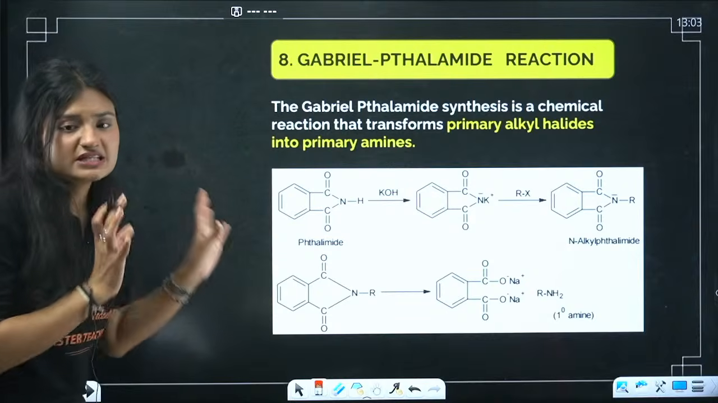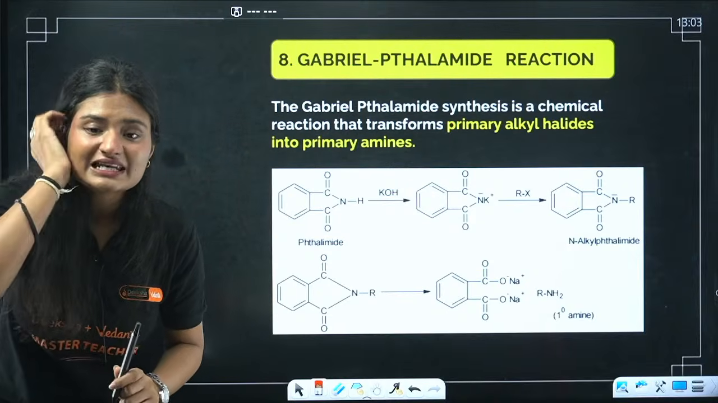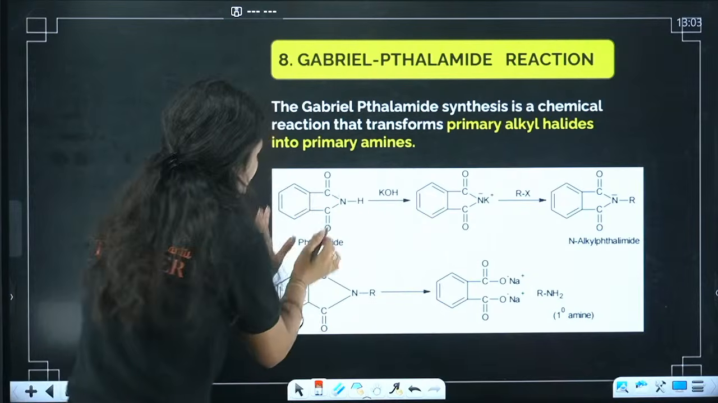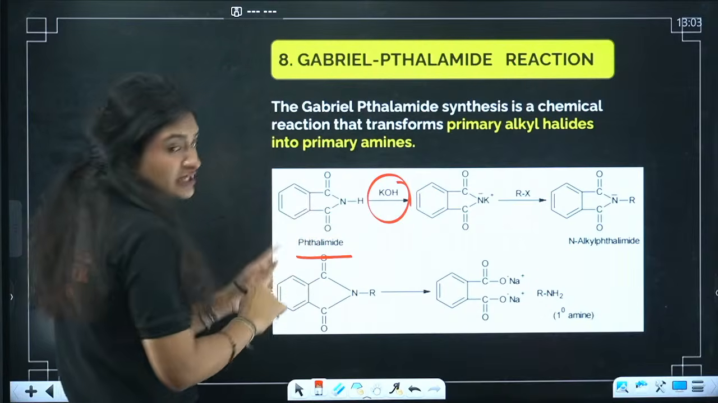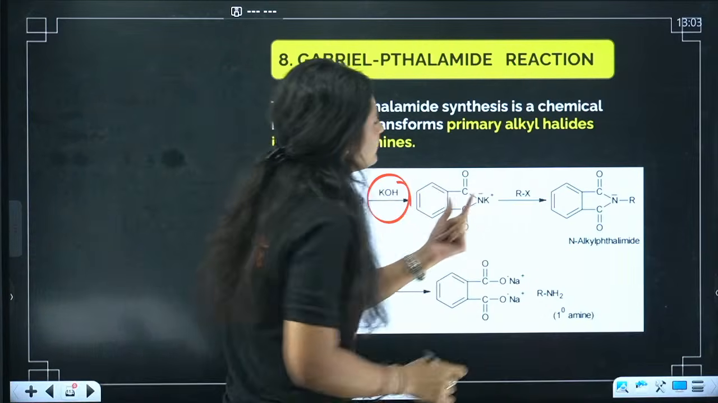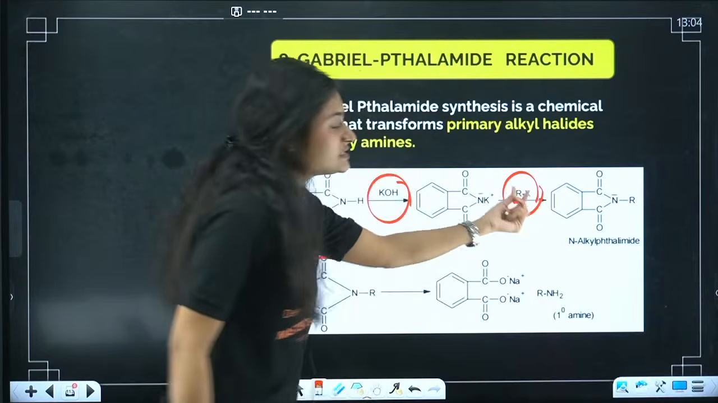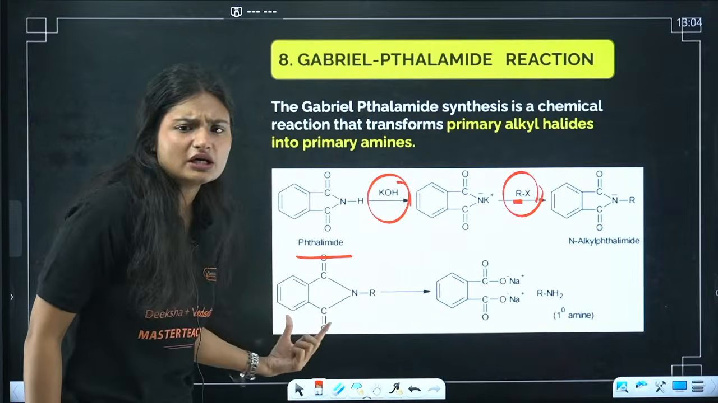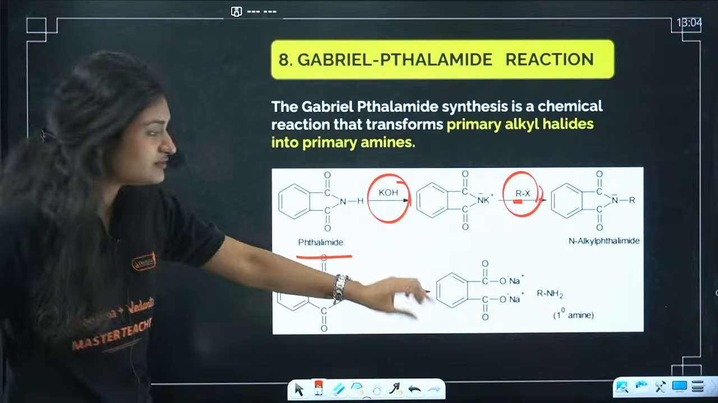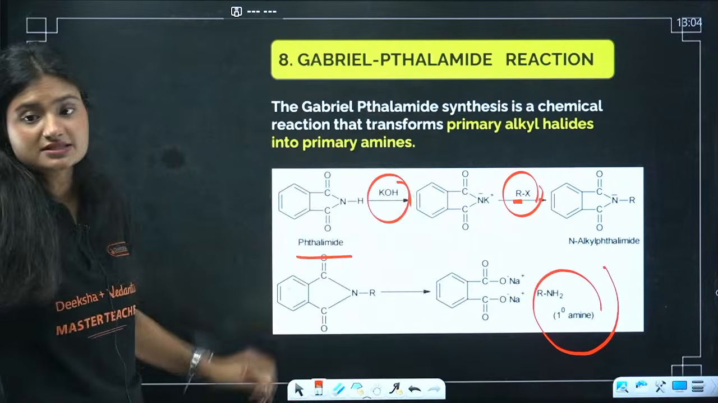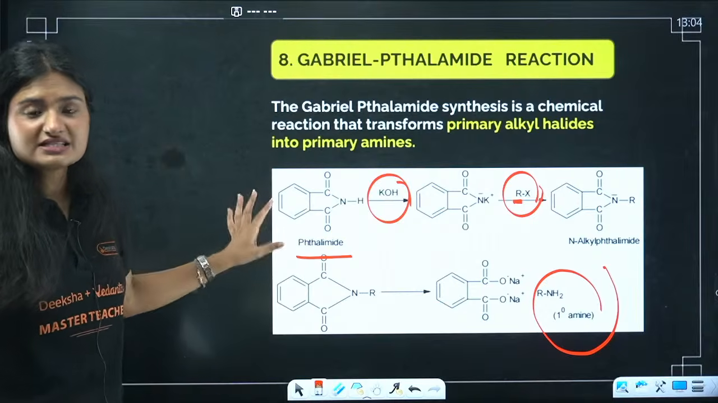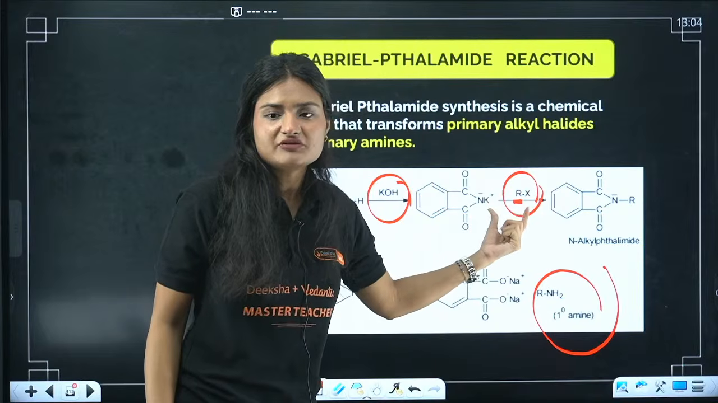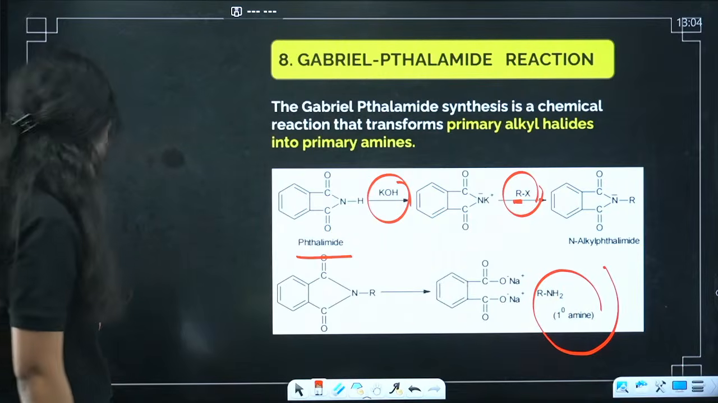Gabriel phthalimide synthesis is used for synthesis of primary aliphatic amines, not for aromatic, only for primary aliphatic amines. Simple. You have phthalimide, you treat it with potassium hydroxide, and you get this salt. This salt, when treated with any alkyl halide, gives N-alkyl phthalimide. This R group is important because this will be the amine that we get. Then it undergoes hydrolysis, and we get our primary amine. It looks scary, but it's very easy. It depends directly on the alkyl halide we have taken. Whatever alkyl halide we take, the same amine we will get.